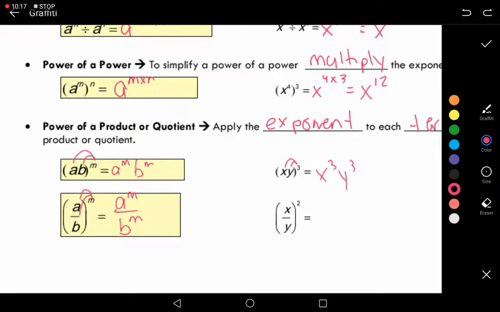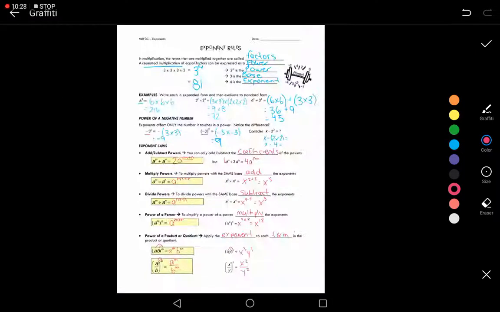Okay, and last one here, again, applying that to both parts. So we have x squared over y squared. Okay, and this is a very short note, so this is the end of the first lesson on exponent rules.